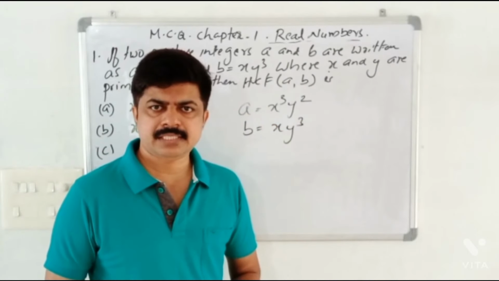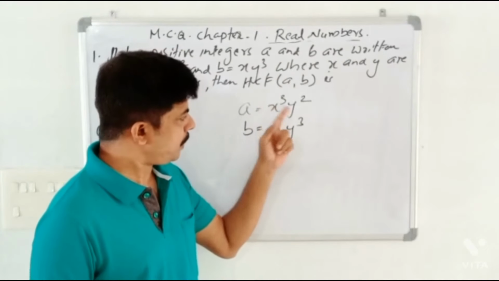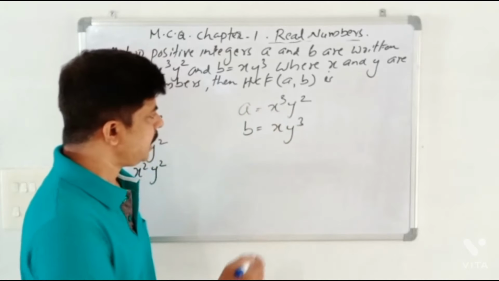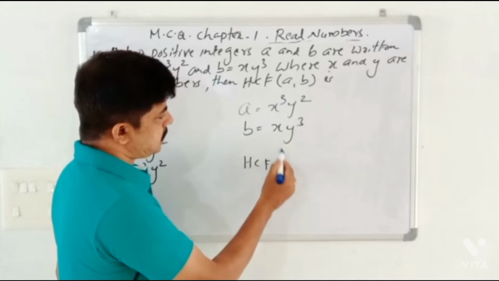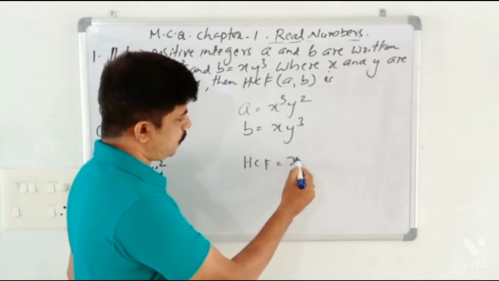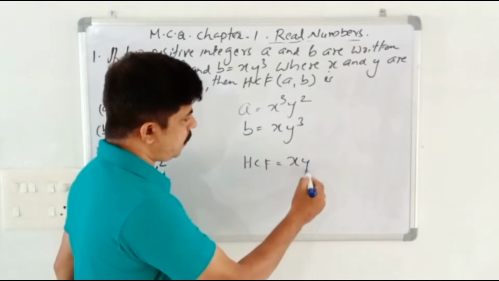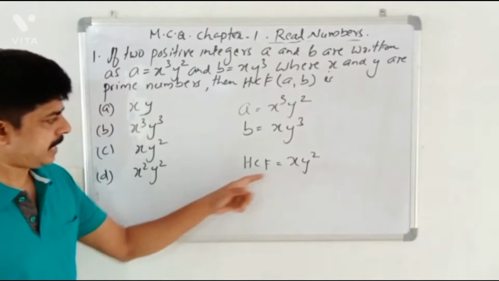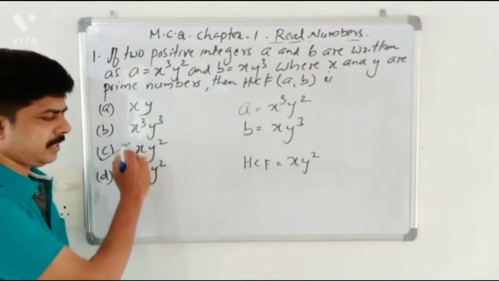We know that HCF is the product of the smallest power of each common prime factor. Here we have x cube and x. x is the smallest power of the common prime factor, so x will be taken. Again y square, y cube. y square is the smallest power of the common prime factor. Therefore our answer is x y square. HCF is x y square. Our correct option is C.